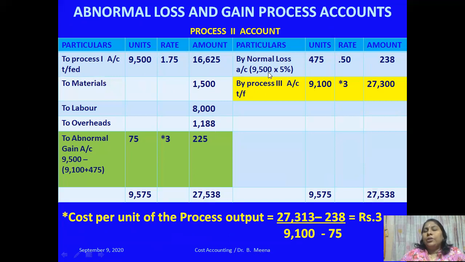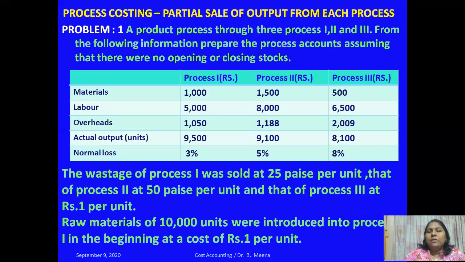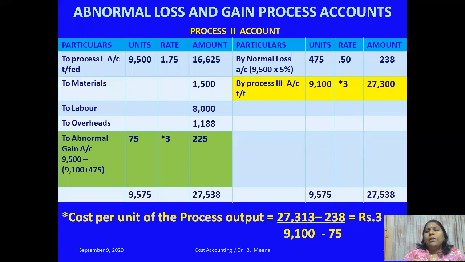Now my job is to enter the details on the credit side by normal loss account. The input I gave in process 2 is 9,500, right? So out of 9,500, 5% is the loss. So I calculate the loss as 475, and the scrap value is given in this problem. What is the scrap value given? 50 paise. So 50 paise is the scrap value, 0.50 I mentioned over here. 475 into 0.5, 238. Right?